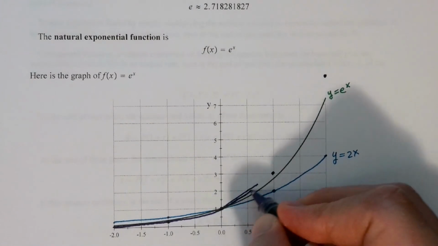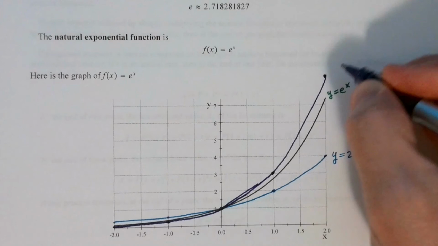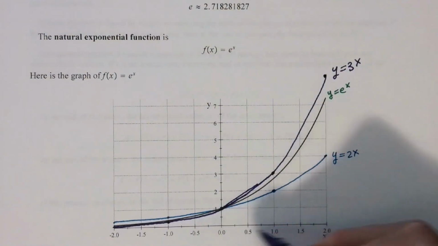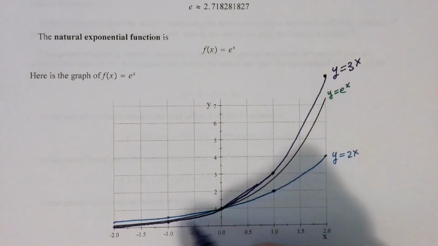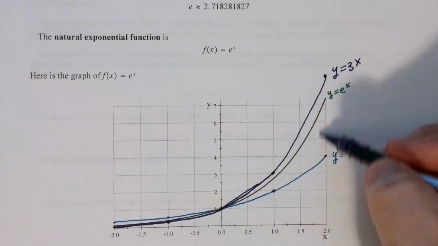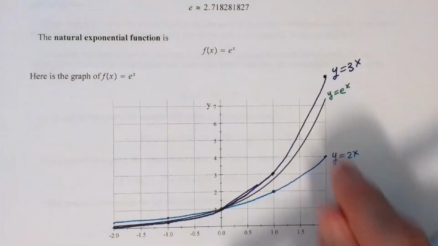not a very good job there, sorry, 3 to the x gets this. So 3 to the x for values greater than 0 is greater than e to the x, but it's actually less than e to the x for values that are negative. But you see that e to the x graph is trapped in between the two, and that makes sense since the base e is about 2.7, right?